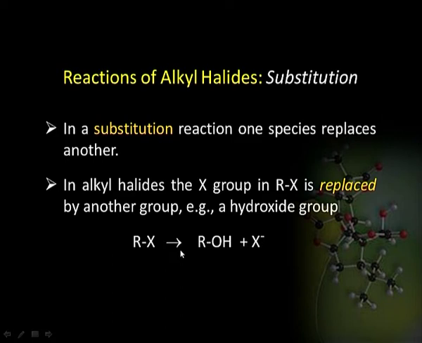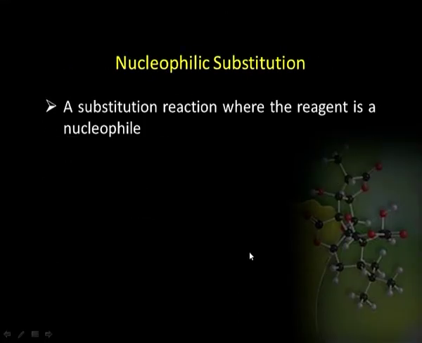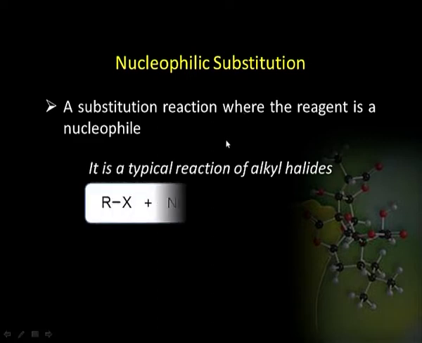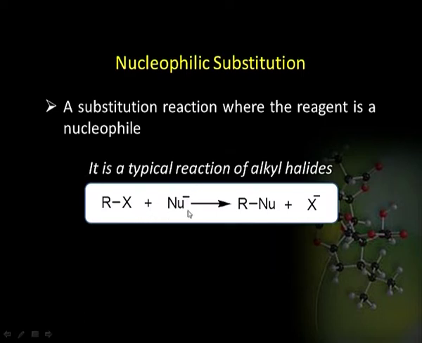As is clear in this particular reaction, the alkyl halide gets converted into alcohol and the leaving group, that is the halide ion, leaves from the substrate. The nucleophilic substitutions in particular are the substitution reactions where the reagent is a nucleophile. These reactions are typical reactions of alkyl halides, and in presence of a nucleophile, the nucleophile replaces the halogen atom and the halogen atom leaves as the halide ion.